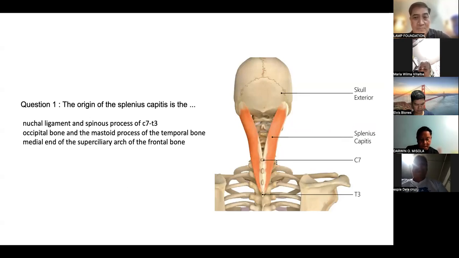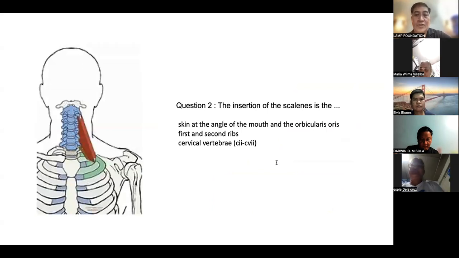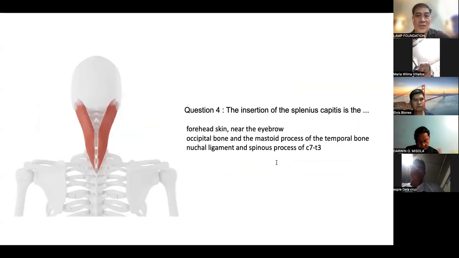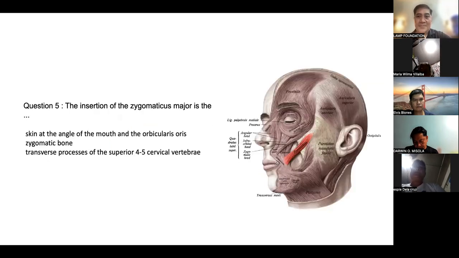Origin of the splenius capitis: the nuchal ligament and the spinous processes of C7 and T3. Okay. Insertion of the scalenes: first and second ribs. Wow. Insertion of the zygomaticus minor: skin of the upper lip. Insertion of the splenius capitis: occipital bone and the mastoid process of the temporal bone.